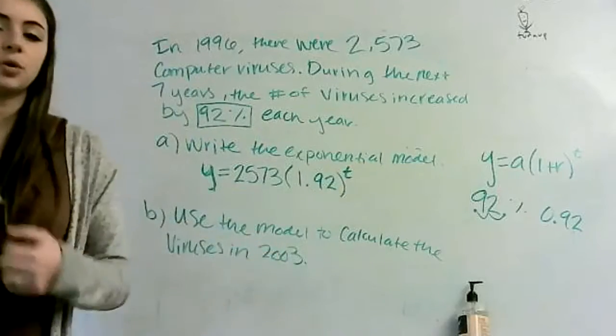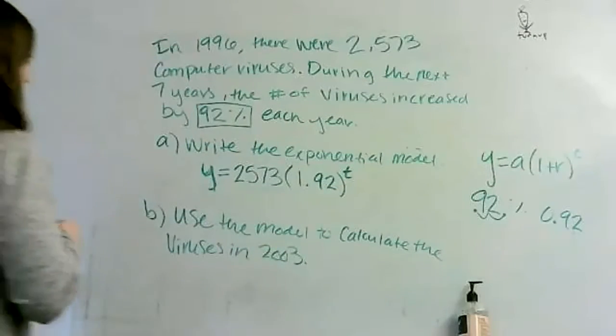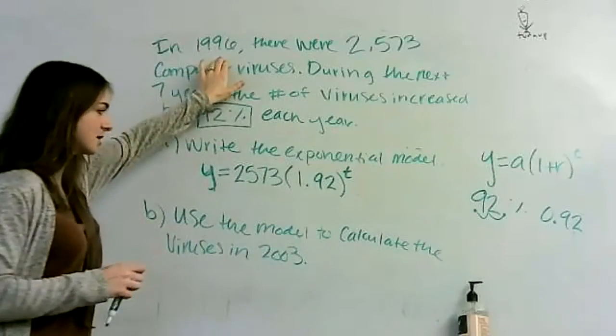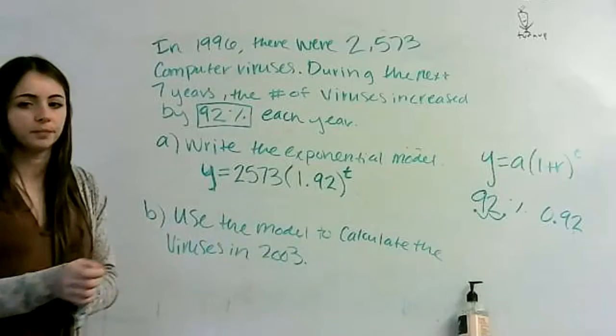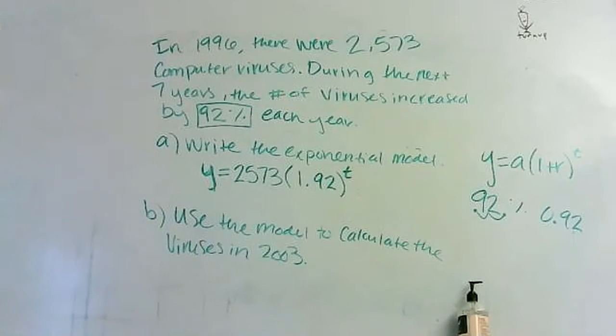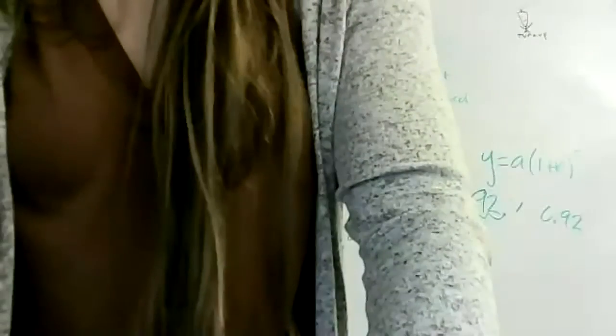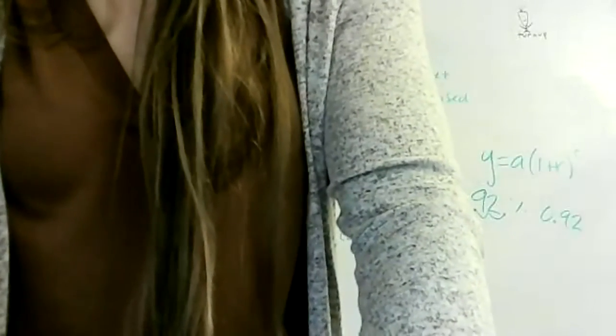Now use this model to calculate how many viruses occurred in 2003. Okay, so what I need you to do is figure out how many years have passed by 2003 from 1996 and try to give me a total number. Okay, we have a couple more minutes. This will be our last example. I just want to wrap this up, but I want to give you about a minute to try this one on your own. And let me pull you guys back over.